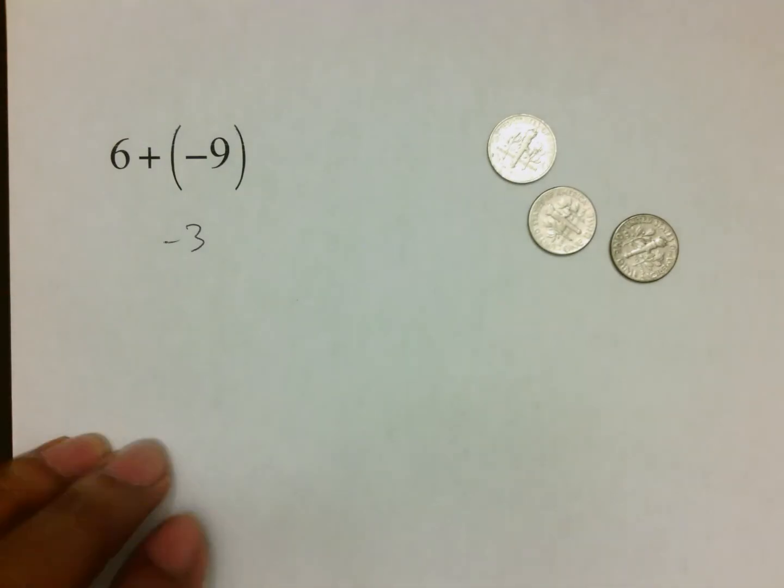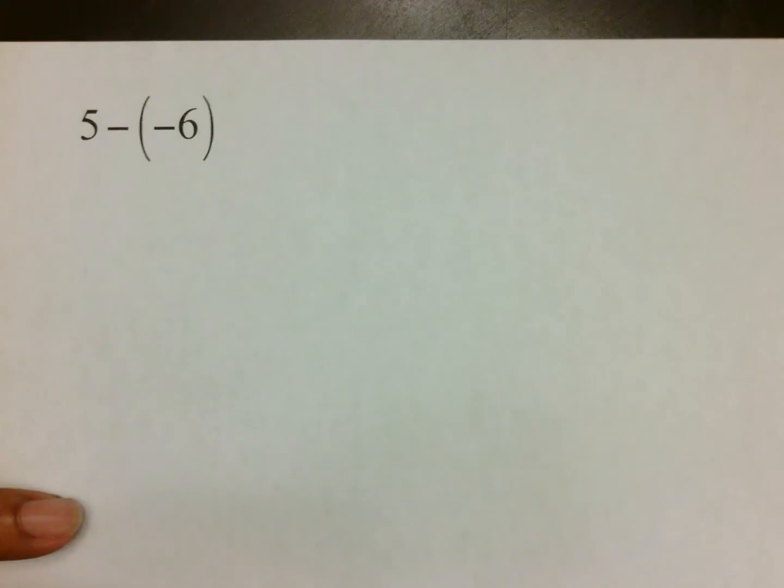And then the last one I want to do really isn't adding anymore, but it's got the signs on it, which is 5 minus negative 6.